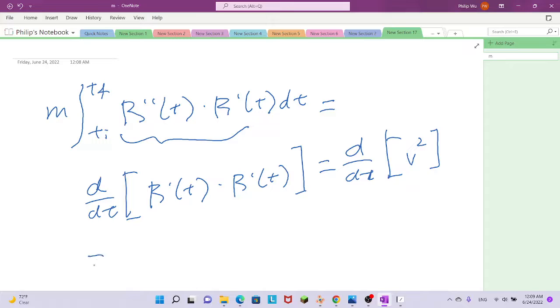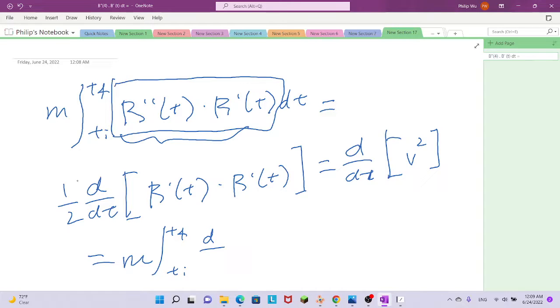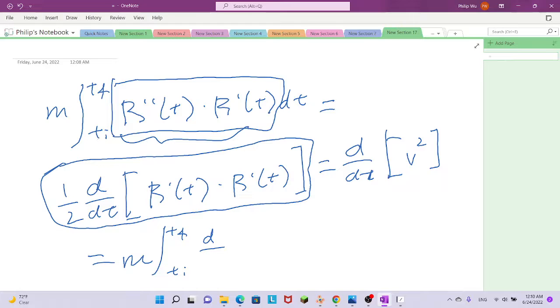So let's just put this in. We get m d over dt. Sorry, we get 1/2. This quantity right here is equal to 1/2 of the time derivative of the first time derivative of r dotted to itself. You can easily see that this is true. Just take a piece of paper and write it out. Okay, so whatever. Let's continue.